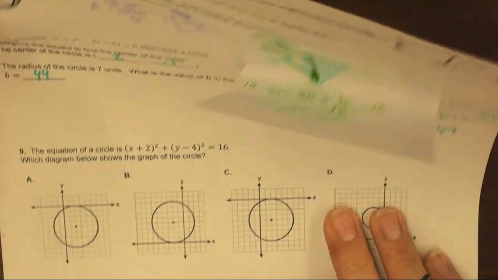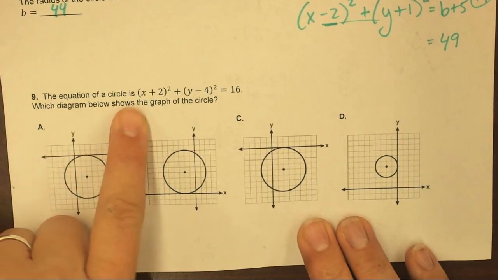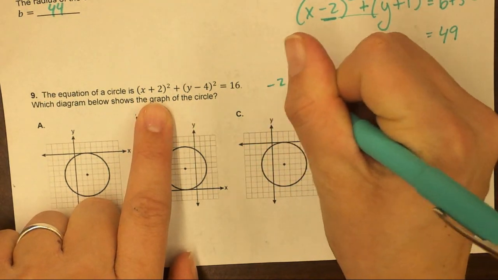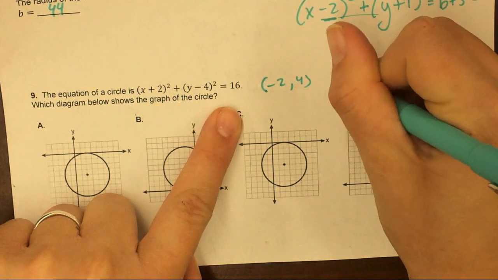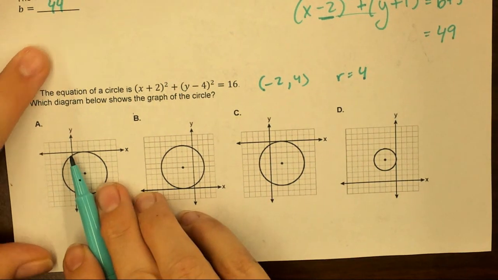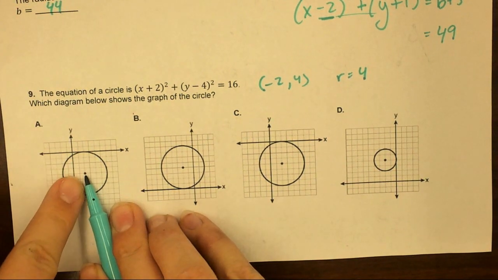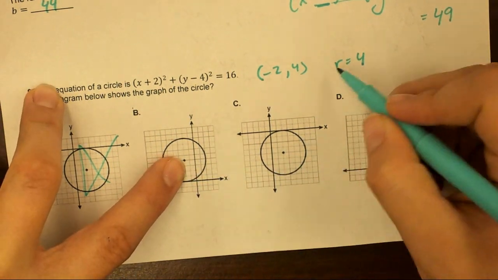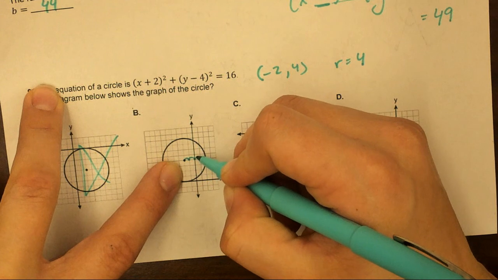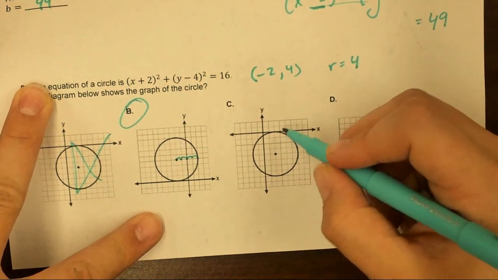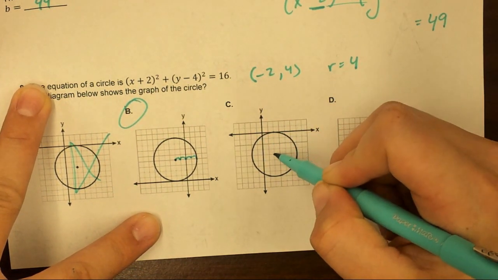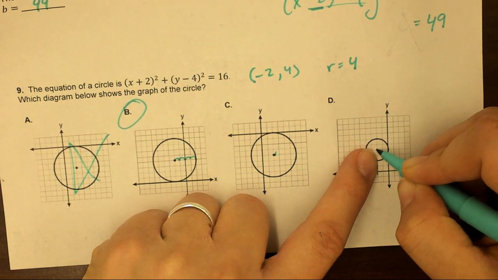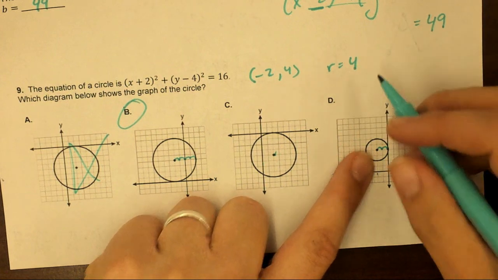All right, rolling on, number 9. What is the equation of a circle? Which diagram below shows the graph of the circle? So we know our center would be at negative 2, positive 4. The radius would be 4. So let's see, that's 2, negative 4, no. This is at negative 2, positive 4, that's good. Is my radius 4? 1, 2, 3, 4, sure, it's B. Just to make sure, this is at positive 2, negative 4, no, not the center. This is at negative 2, positive 4, however my radius is 2. Wrong one. So B was correct.